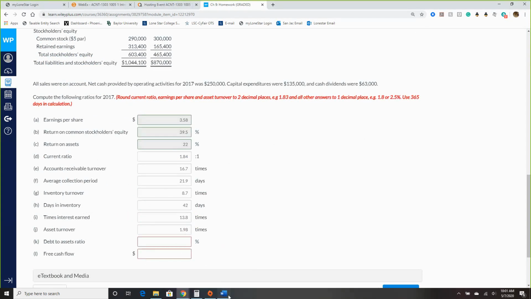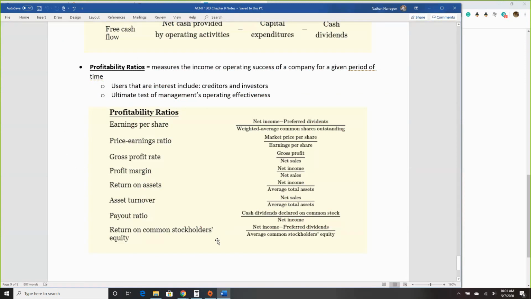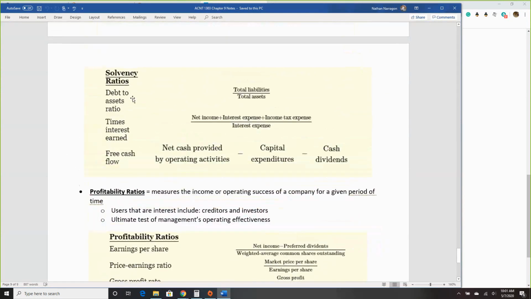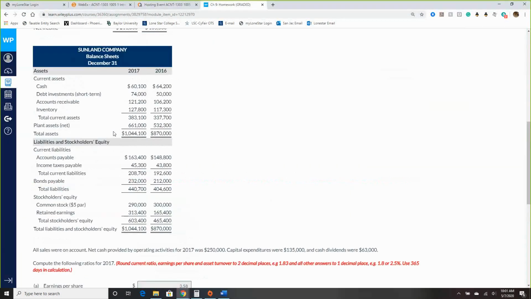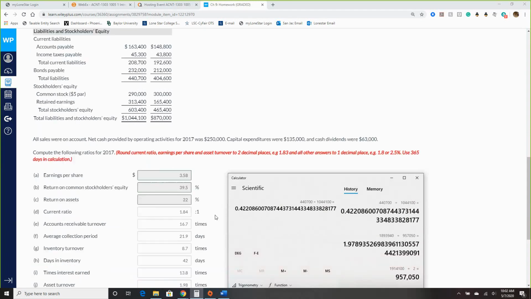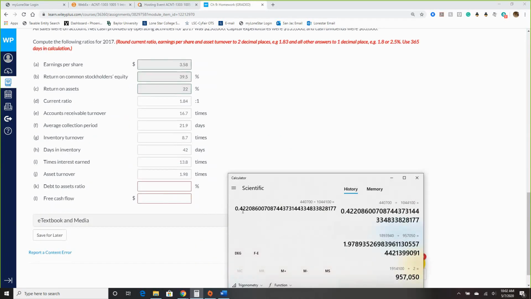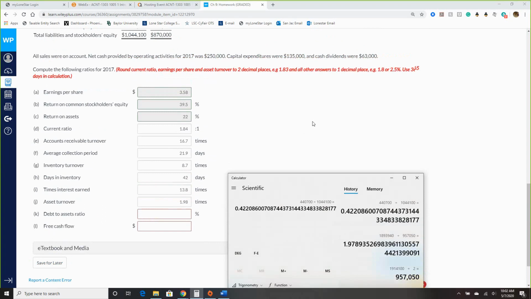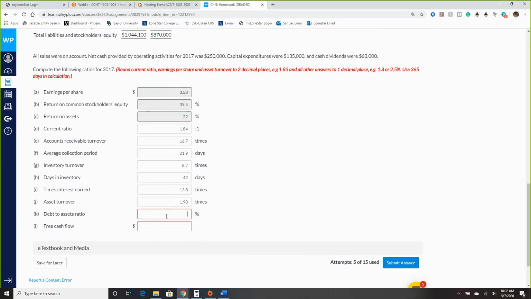A debt to asset ratio. See, where are you? You are right here. Total liabilities divided by total assets. So total liabilities right here, 440,700, divided by total assets, which was the 1 million. And we got 42.2%. Again, it's a different one.